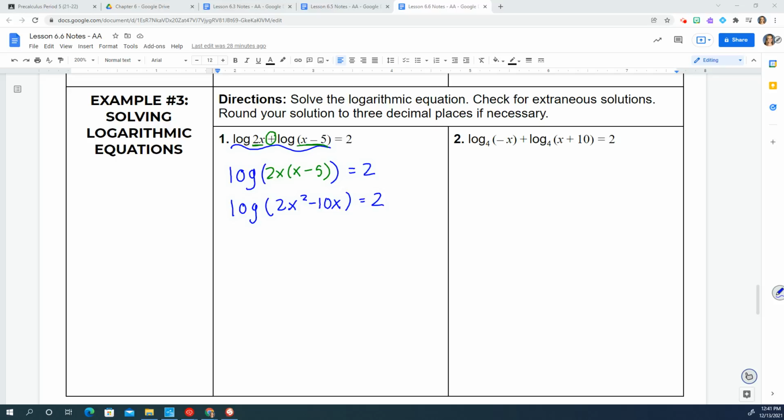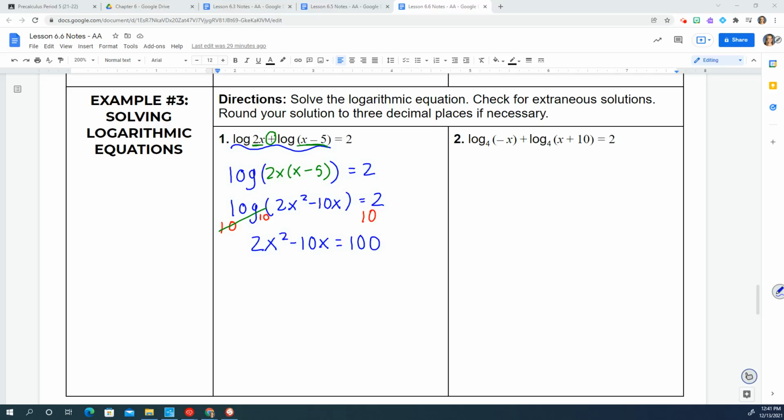It's kind of like when you solve an equation and you have more than one variable, you got to combine your like terms first, then take off the layers around x. So that's what we have to do here. Now we can start getting rid of the layers around x. So this is base 10, so I'm going to exponentiate both sides with base 10. That would undo that common log. I would get 2x squared minus 10x equals 10 to the power 2, which is 100.